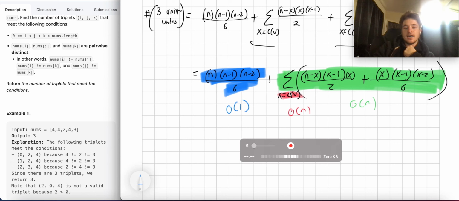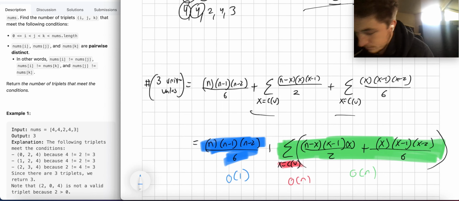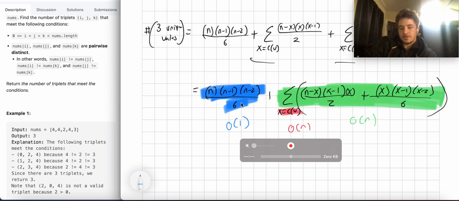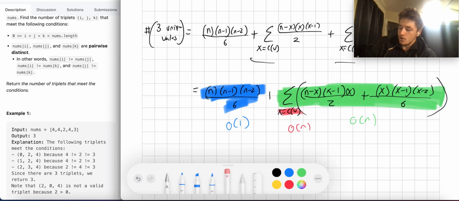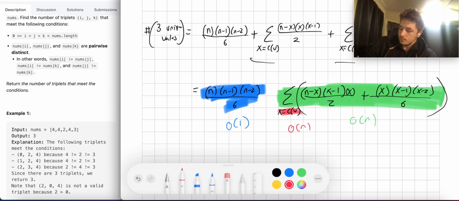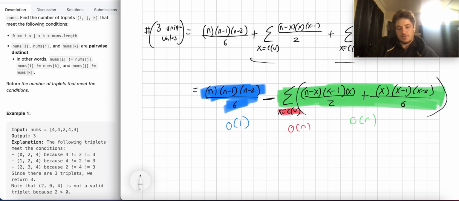We do O of N time to find the counts of everything, and then we do O of N time to find the sum. And then we do an O of 1 operation. So I just realized I made a little mistake here. Right, because if this is the total number of triplets, we want to subtract out all the things that we overcounted. Right, so this is a minus here.